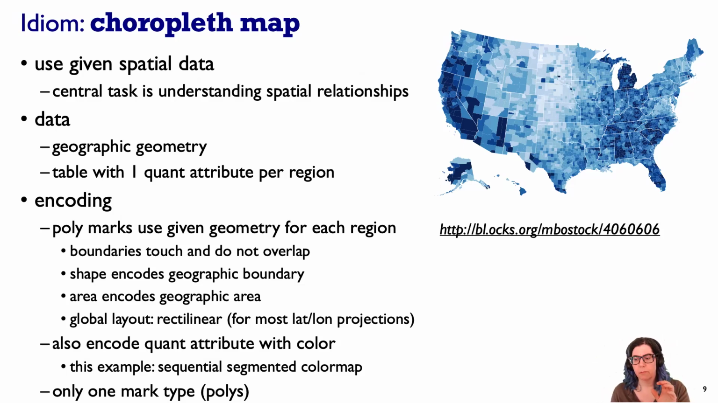And the key thing is in this map, there is only one mark type. There are only the polygon marks of the base map. And the encoding that shows us that quantitative attribute is a color coding.